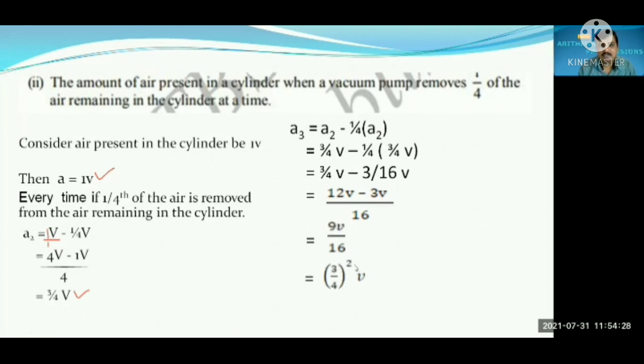If we convert 9 over 16 into exponent form, it is 3 by 4 whole squared, times V. So we have 3 by 4 to the power 1 times V, then 3 by 4 to the power 2 times V. The next term will be 3 by 4 to the power 3, and so on. If the exponent of the terms in the progression increases with the number of terms, then it does not form an AP. Now we'll move to the next concept.